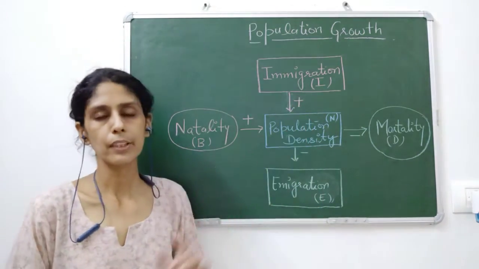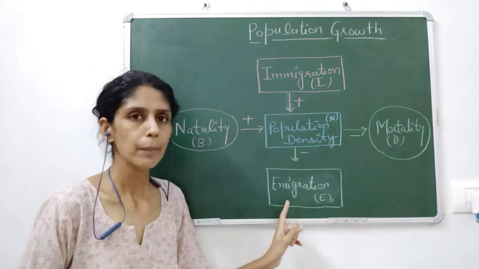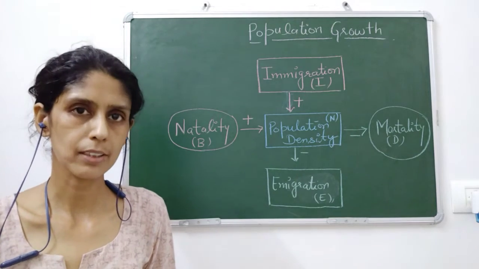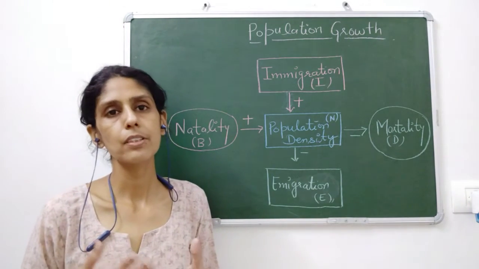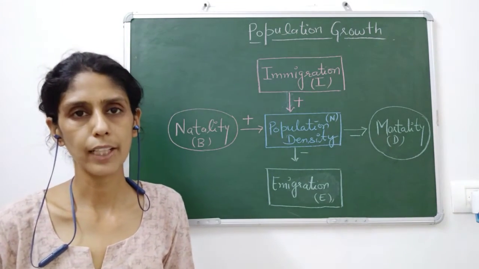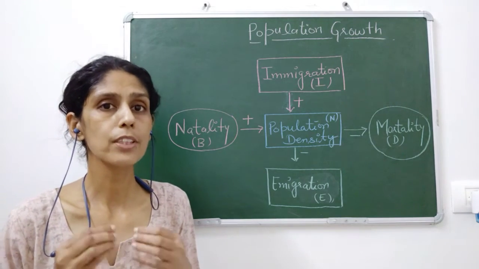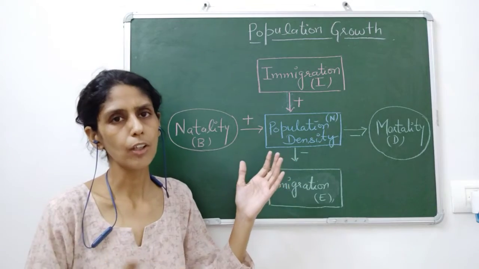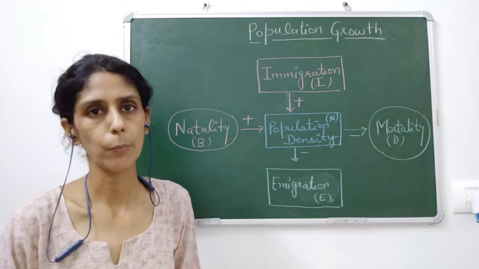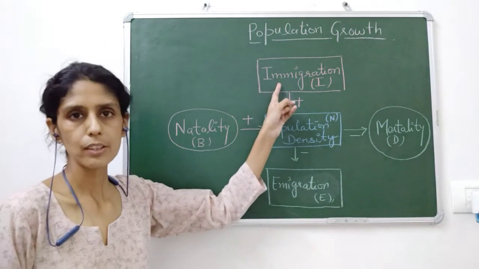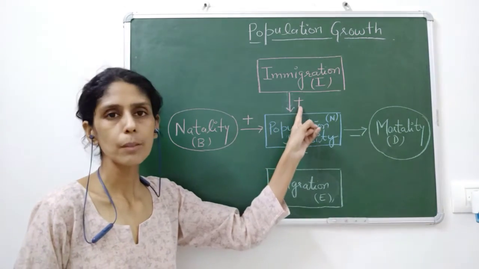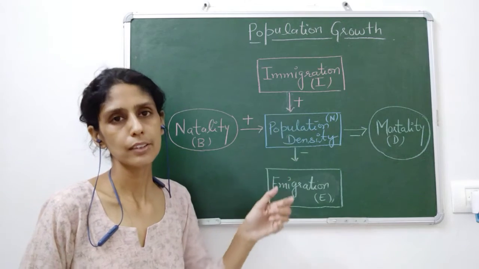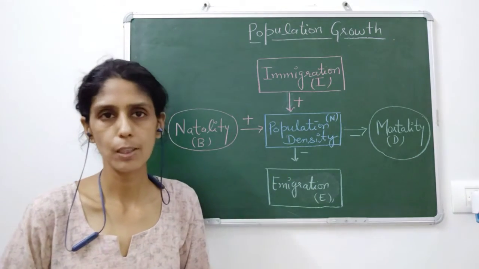Now, what is immigration? Immigration and emigration are not related to the number of births or deaths. This concept is related to migration of organisms or individuals of the same species from this population to somewhere else, or from somewhere else to this population. So let's see what immigration is. With immigration, a positive sign is given. That means this factor will result in an increase in population.